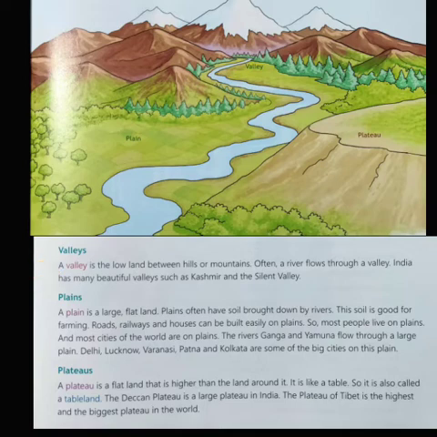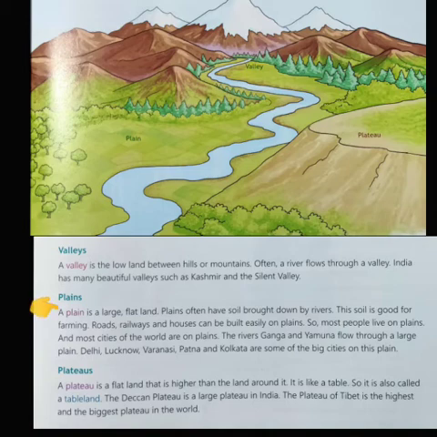Our next landform is plains. A plain is a large flat land. So, a large area of flat land is called a plain. It has a smooth surface, but it is not as smooth as your school's playground or a garden. Got it?